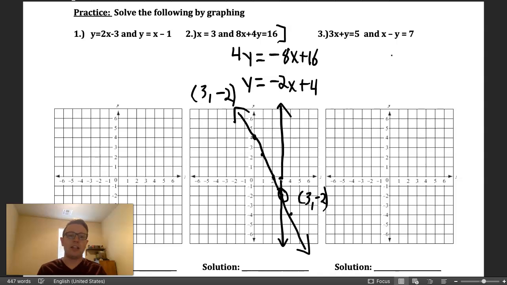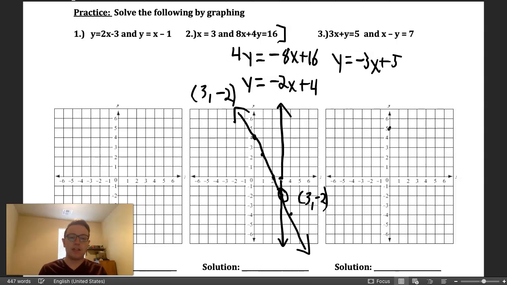Go ahead and do this next problem on your own. You will have to convert these into slope-intercept form. Let's get started by converting these into slope-intercept form. This left one is easy. All we have to do is subtract the 3x, and we're left with y is equal to minus 3x plus 5. Let's graph that one.